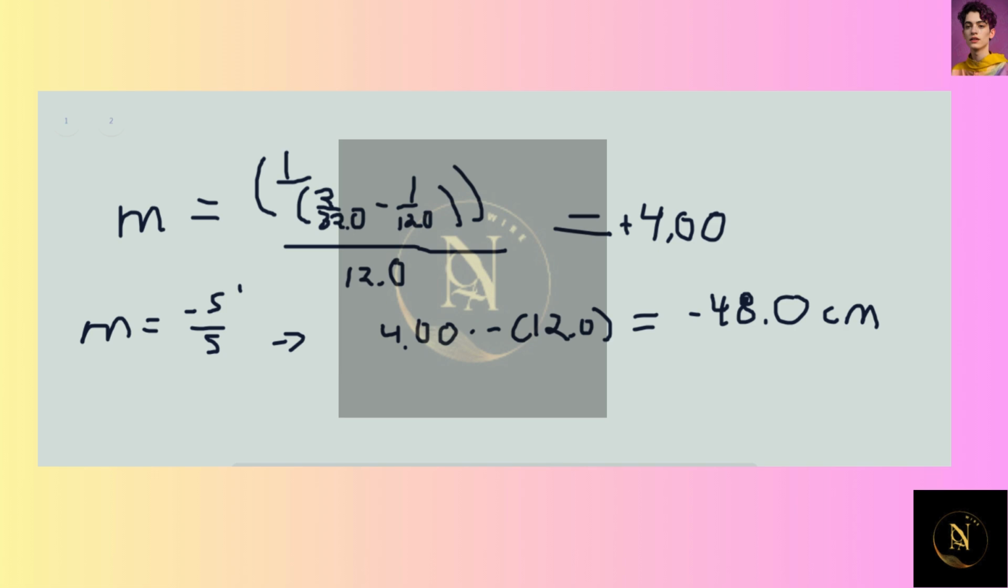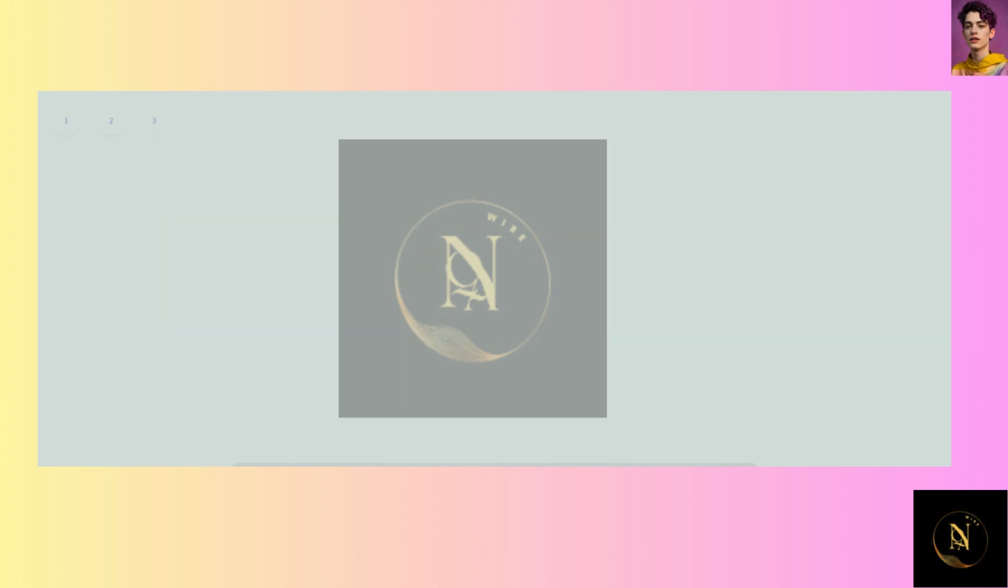And also, since s prime here is negative, so it's to the right of the mirror, it tells us that this image is going to be virtual. So the image is virtual. And then the last part asks us to draw a diagram. Now, bear with me, this is going to be rough.